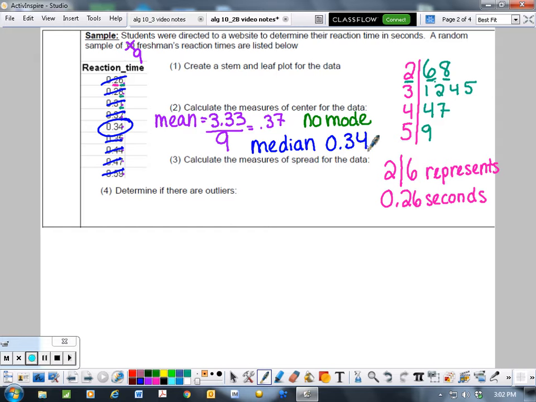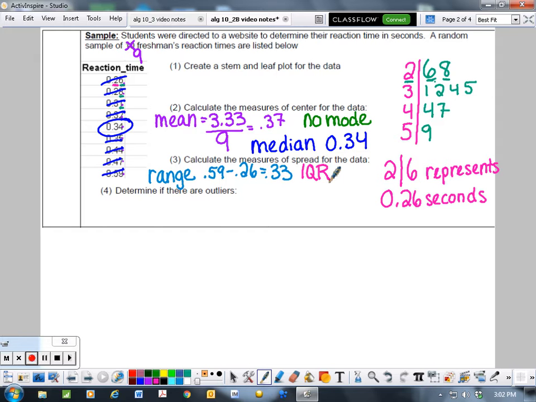So now calculate the measures of spread. So we have our range, which is highest minus lowest. So 0.59 minus 0.26, which gives us 0.33. And then we would have our IQR, which would require a first quartile and a third quartile.